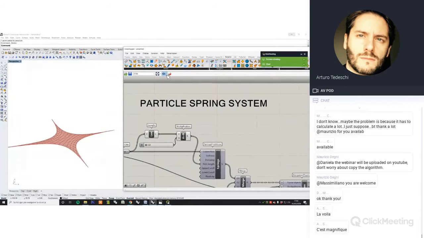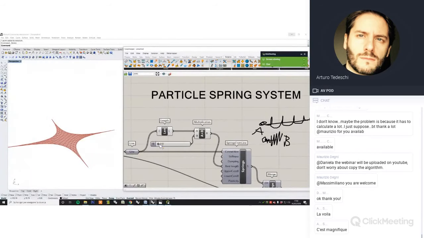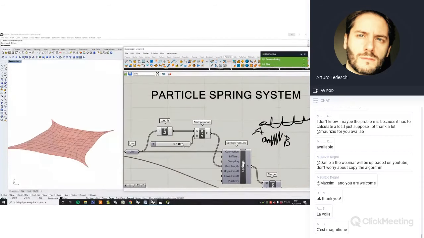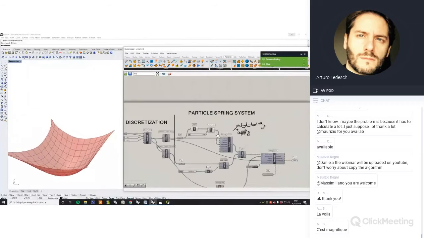So in terms of spring, basically, we have A, B, and we are reducing the spring length by playing with just one parameter, this one ranging between 0 and 1. Okay.